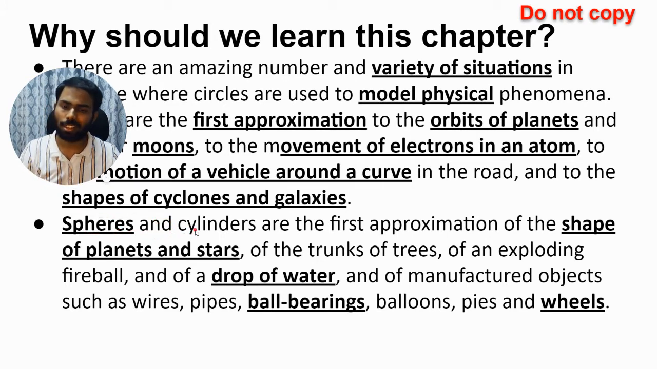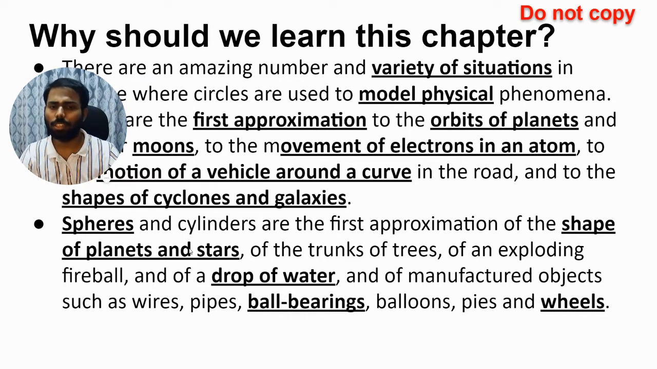Spheres and cylinders are also used as a first approximation for the shape of planets and stars. For example, if I ask you what is the shape of Earth, and you say sphere, you're not exactly right, but you're not wrong either. The exact shape of the Earth is spherical, but it's flatter at the top, and at the equator it's a little more bulging. So it's not exactly a sphere, it's called a geoid, but you can assume it to be a sphere and make the calculation, and you will get very close answers, very close to what you should have gotten.